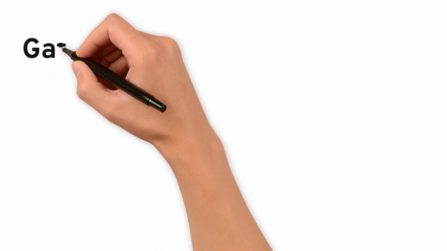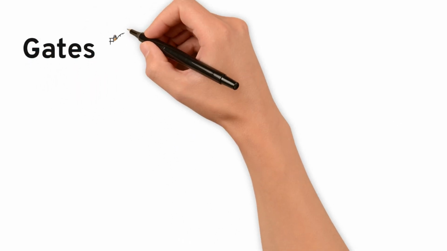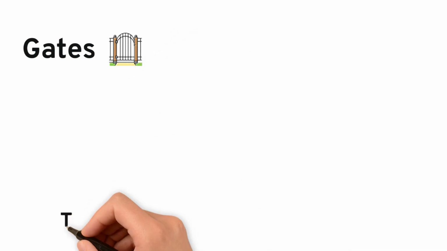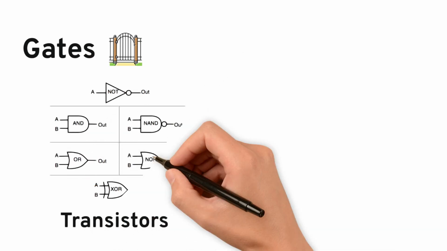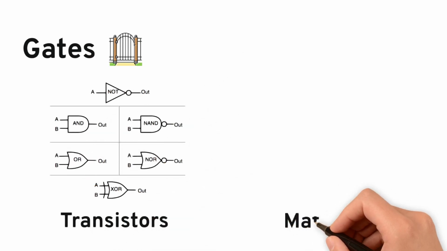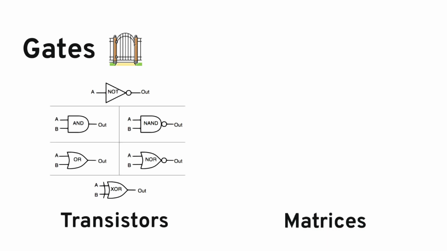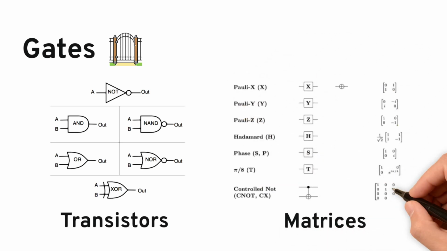The operating gates that can modify bits or qubits vary as well. While classical gates are constructed from transistors, quantum mechanical gates are unitary matrices. Both types of gates are used to modify data but have completely different underlying operating principles.